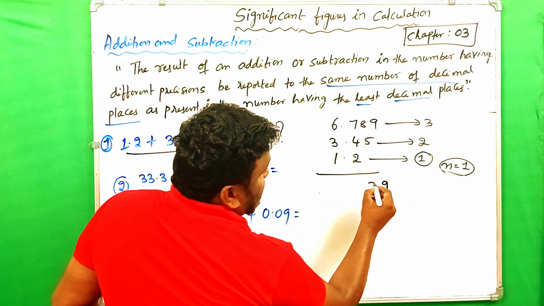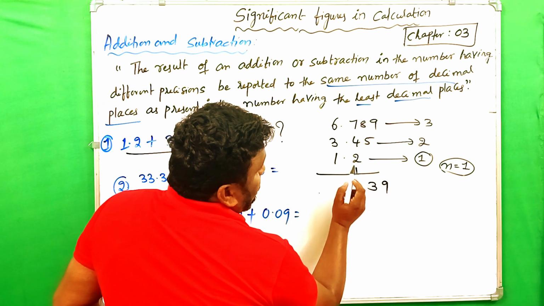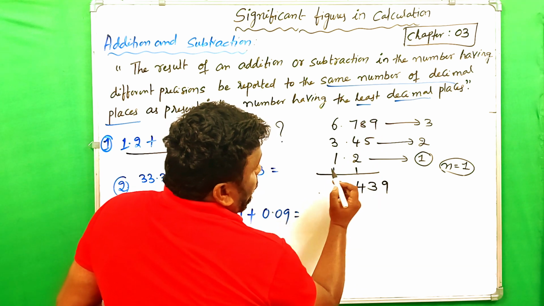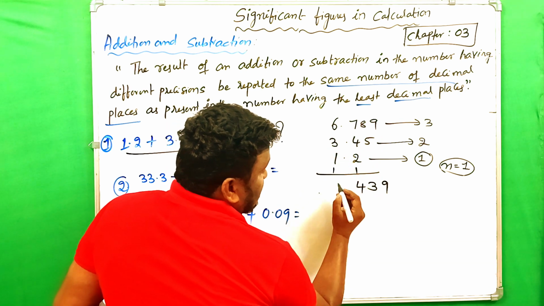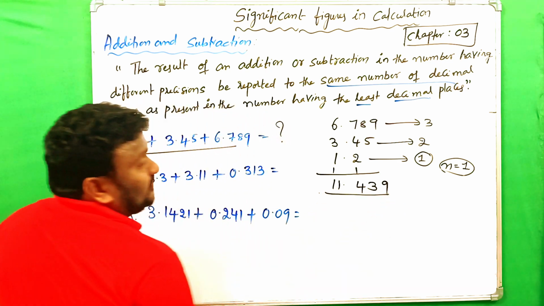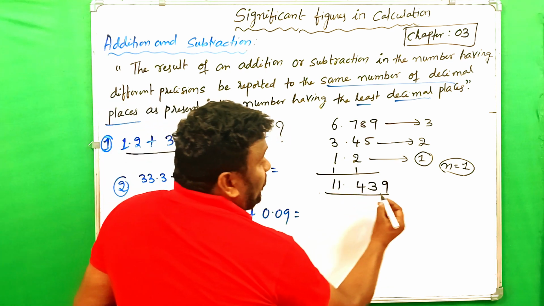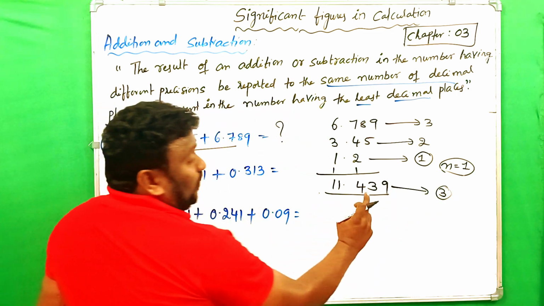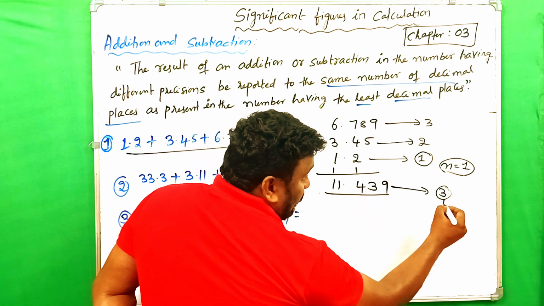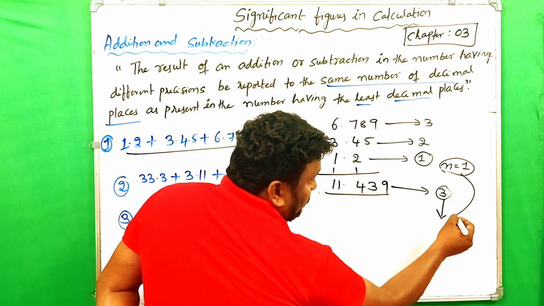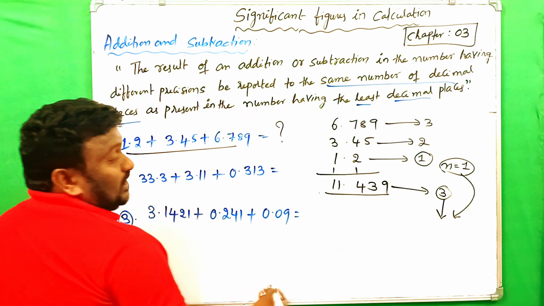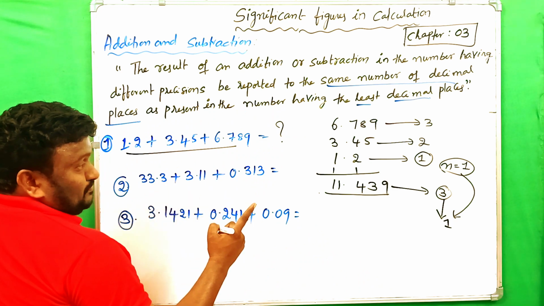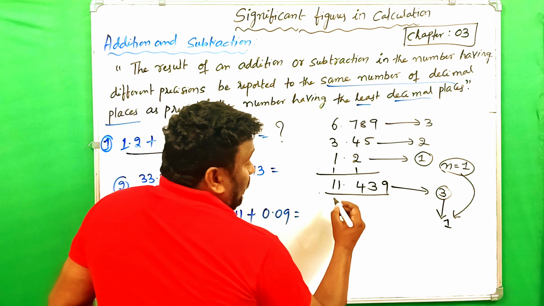So we have to add them. The sum is 11.439. 11.439. How many decimal places here? 3 are there. Clear? In this answer we have 3 decimal places, and that should be rounded off up to n equals 1. That means the final result is also going to be rounded off to 1 decimal place. Clear?